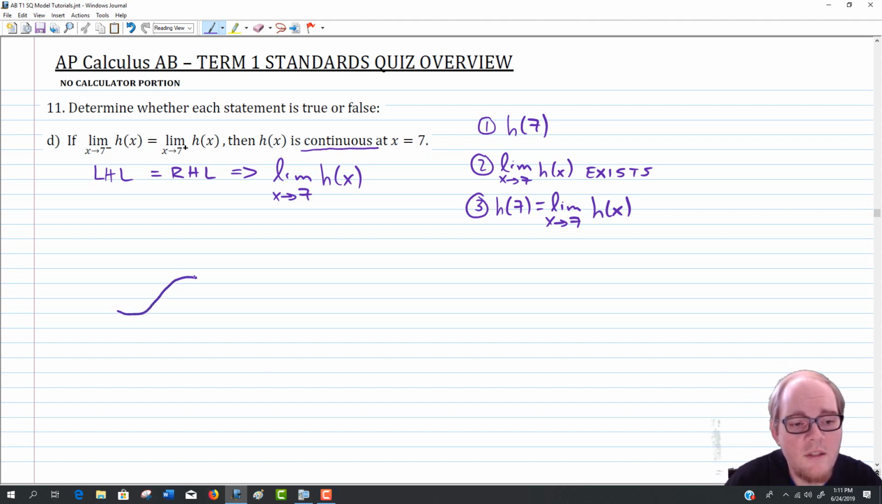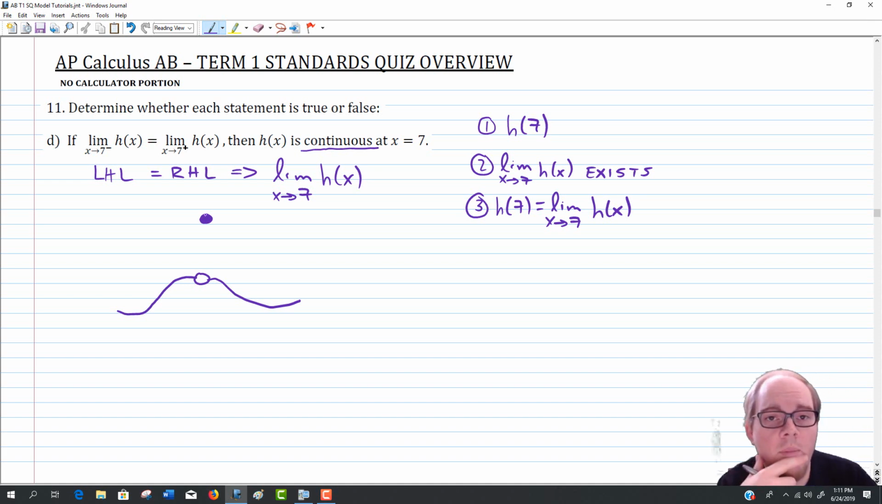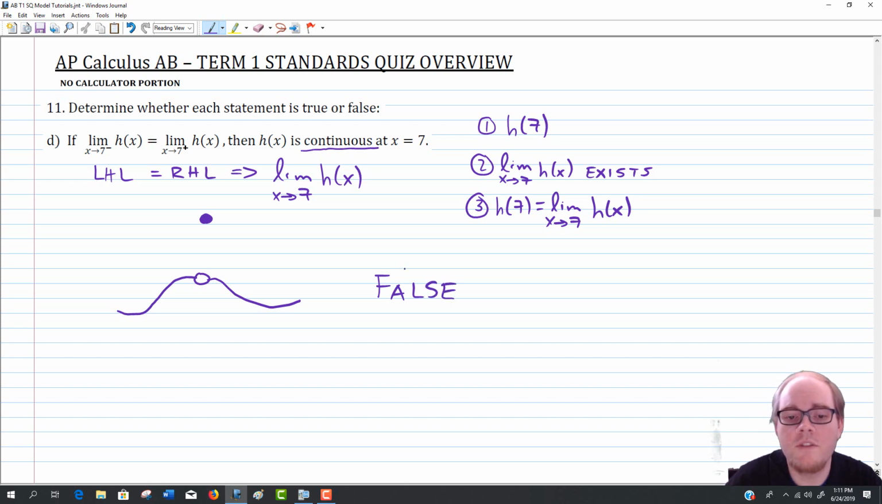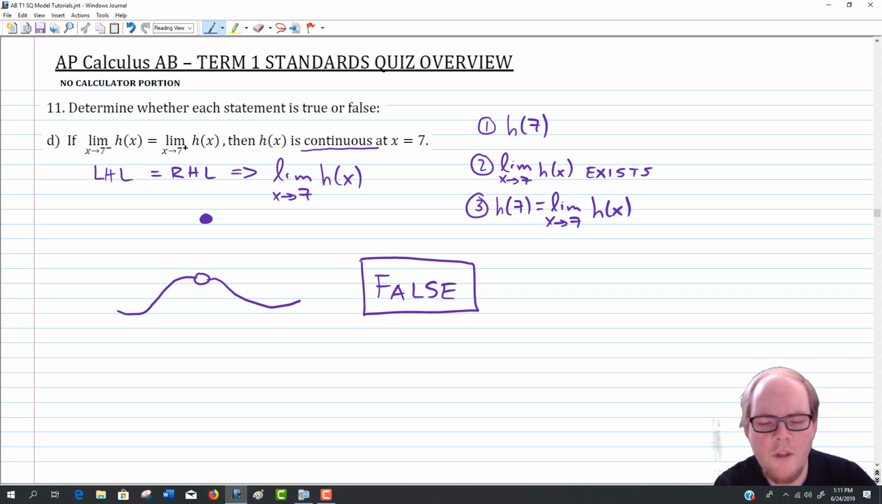Our situation could easily look like this, where our limit clearly exists, but then there's either a missing point or a removed point from the actual function or the graph. So in fact, what that means is that we don't have enough to guarantee anything about the function value itself, so that makes statement 11D also false. So there we go. So I think our statements went false, true, false, false so far.